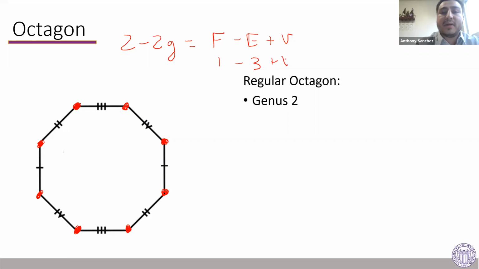All these kind of vertices reduce to the same point. And so we'll get -2. And so when we solve this equation, we see that g is equal to 2.